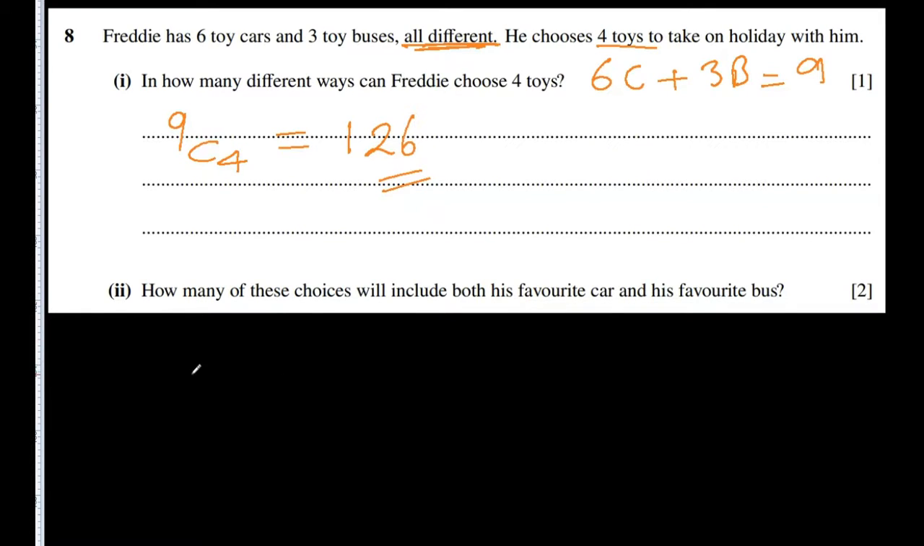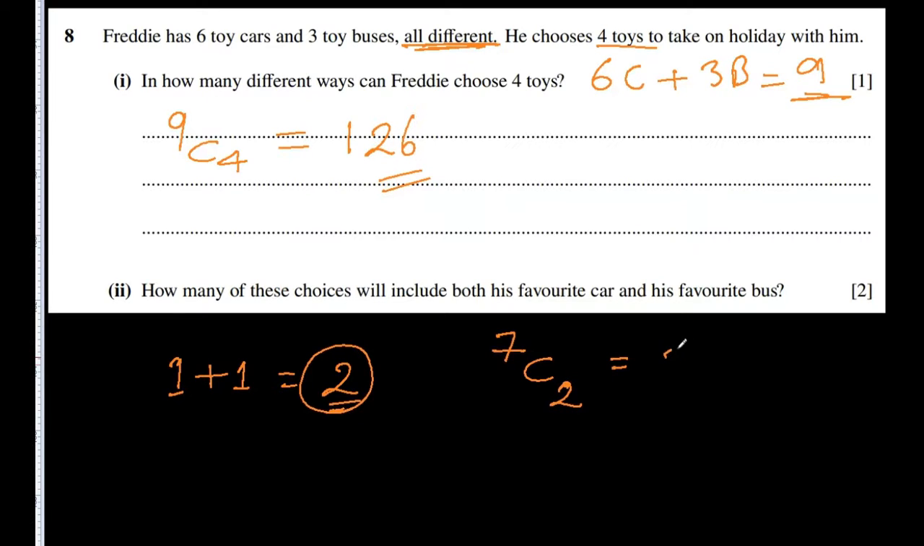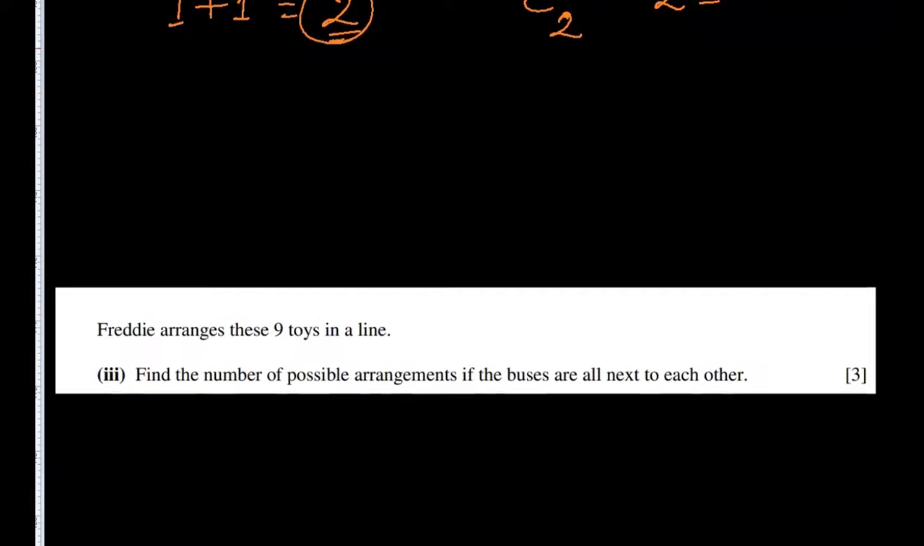Second part, how many of these choices will include both his favorite car and favorite bus? That means he has a favorite car and a favorite bus. That means total 2 are already among the selected ones. Remaining 2 are to be selected from the remaining toys. There are total 9 toys. So out of 7 toys, he has to select the 2 toys because other 2 places have been taken care of by his favorite car and bus. So 7C2, 21 selections are possible. Okay, so let's go to the next one.